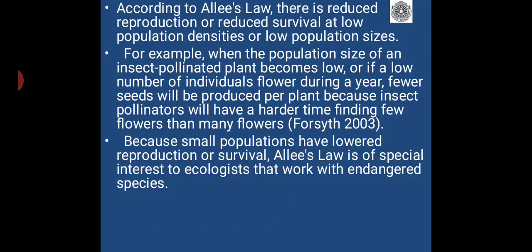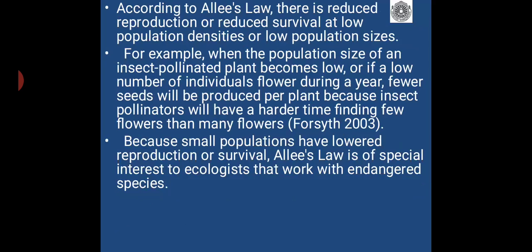According to Allee's law, there is reduced reproduction or reduced survival at low population densities or low population sizes. For example, when the population size of an insect pollinated plant becomes low, or if a low number of individuals flower during a year, fewer seeds will be produced per plant because insect pollinators will have a harder time finding few flowers than many flowers. This was worked out and explained by another scientist, Forsyth, in 2003.